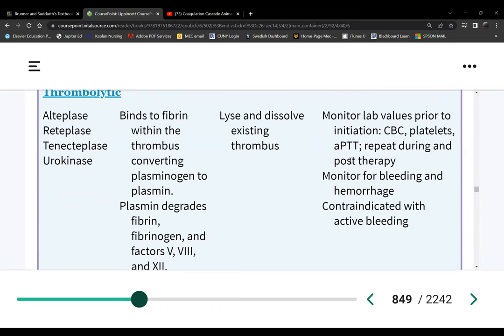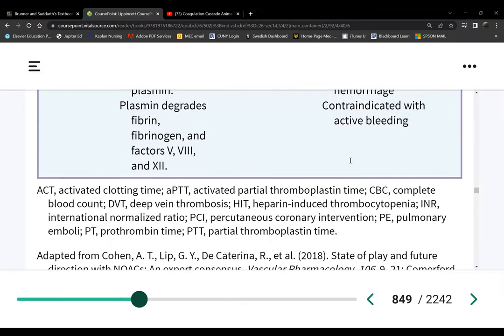And again, this is only given for massive PE, okay? A really serious type of PE, massive, wherein the patient is hemodynamically unstable, meaning the blood pressure is very low, patients in cardiac arrest. So in addition to ACLS, the patient will also receive alteplase.